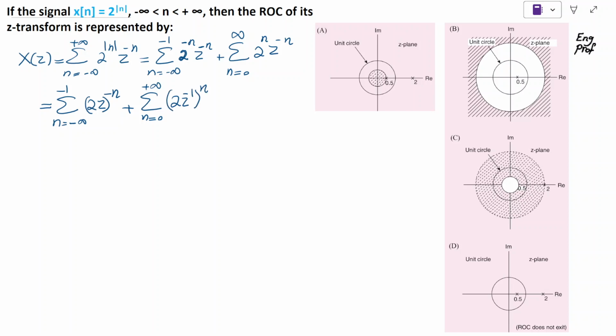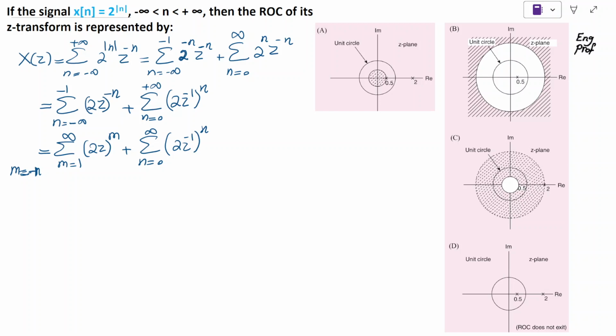I can also do one change of variable before finalizing my decision. If I set m equal to negative n, to avoid confusion, the first sigma becomes sigma from m equal to 1 to positive infinity of 2z to the power m, since negative m becomes positive m. That's only a change of variable that I did for the first sigma. The second sigma is n equal to 0 to infinity, 2 times z to the minus 1, to the n.